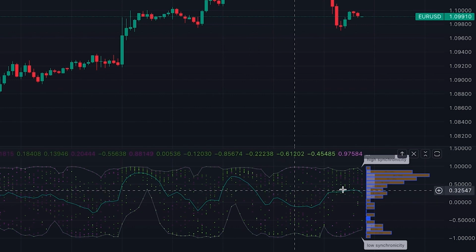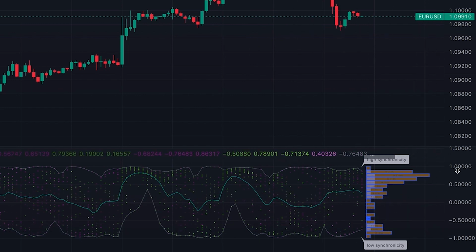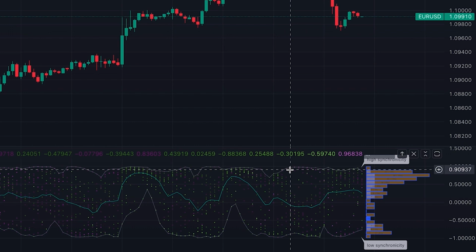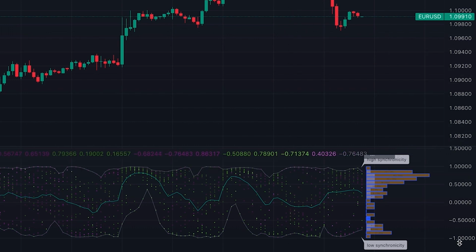The scale of this indicator is from -1 to +1, which is actually a measure of correlation if you're familiar with statistics, and each of these dots that are plotted here are showing a measure of correlation in this scale, ranging from -1, which shows low correlation, to +1, high correlation.